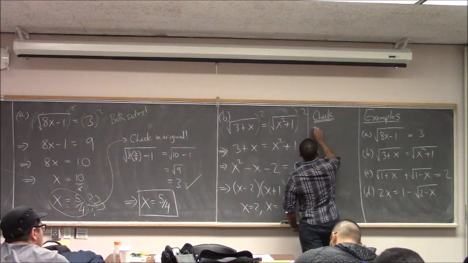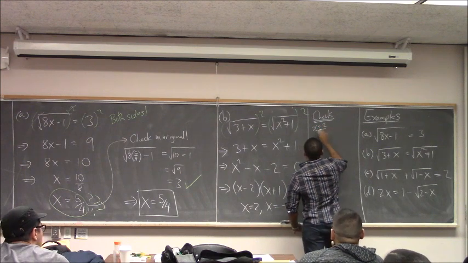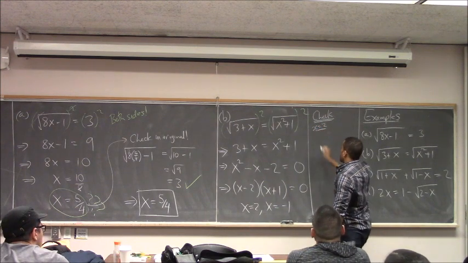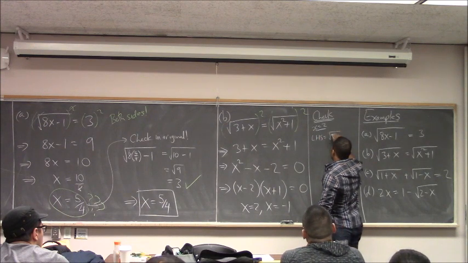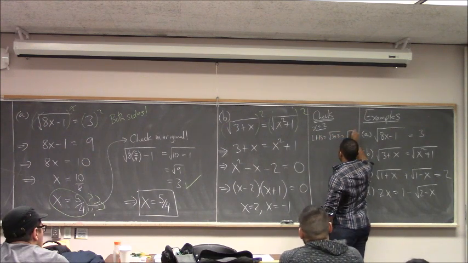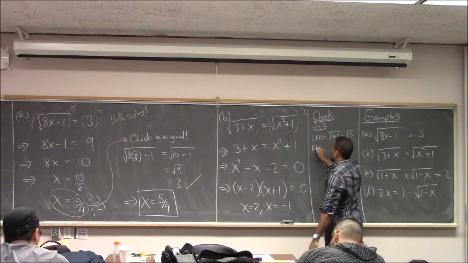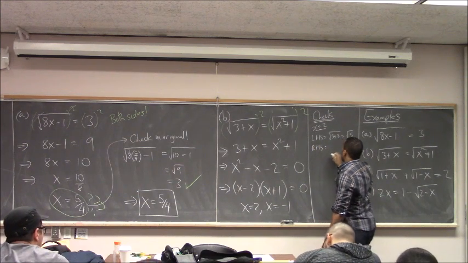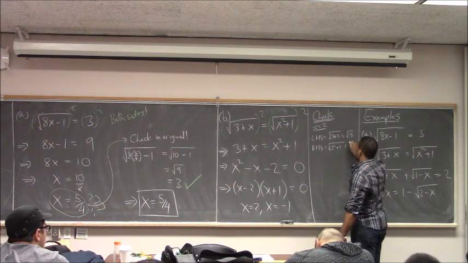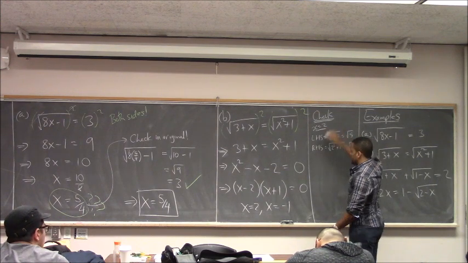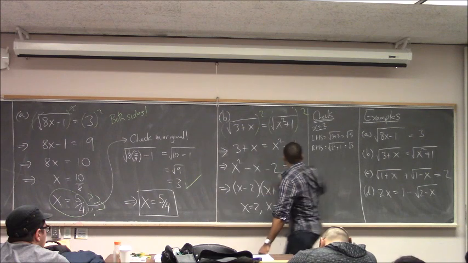Check. So now I'm going to check x equals 2. Does that actually work? Well, if I look at the left-hand side, that is the radical of 3 plus 2, which is the radical of 5. If I look at the right-hand side, that is going to be the radical of 2 squared plus 1. That equals the radical of 5. So x equals 2 checks out.